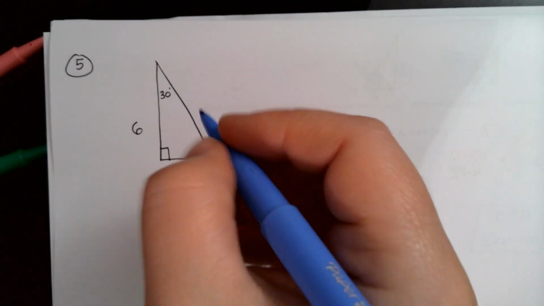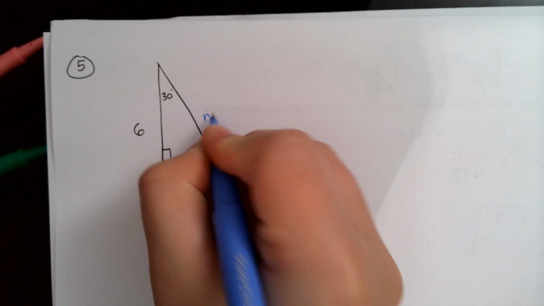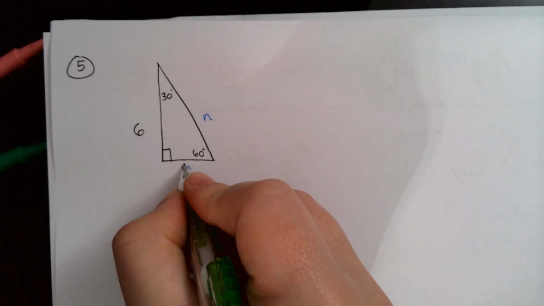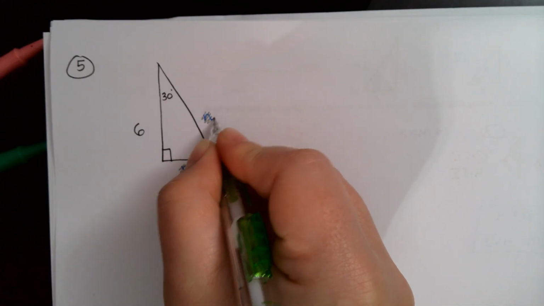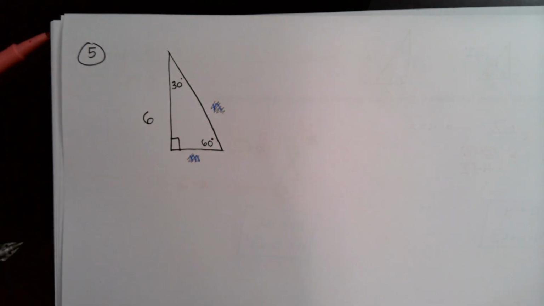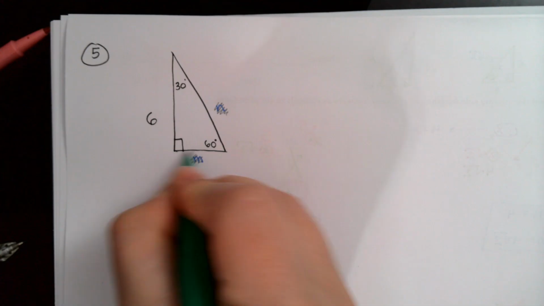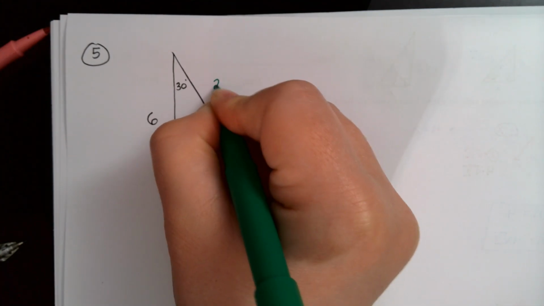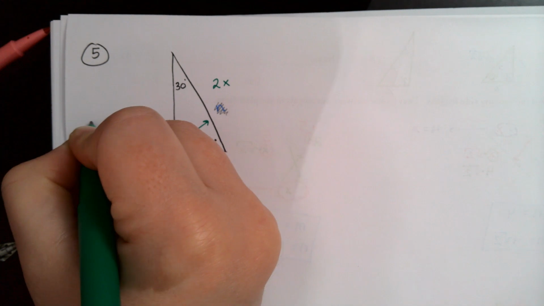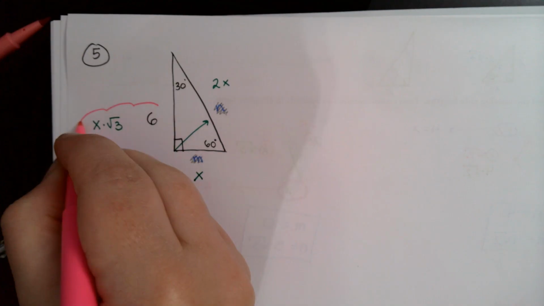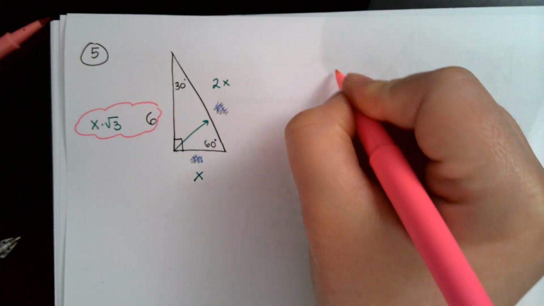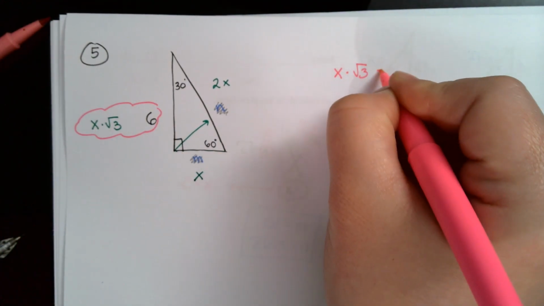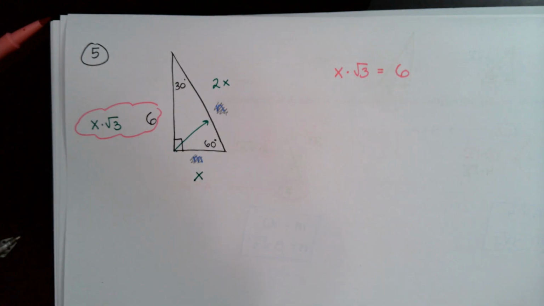Okay. Again, let's just assign these m and n. I know we're going to be scribbling them out because right now they're not really important. What is important is our labeling. So start with the smallest side. That's going to be your x. Your hypotenuse is going to be 2x. And then your 60 degrees is x times root 3. Go ahead and set up your little mini equation. So we have x times root 3 is equal to 6.